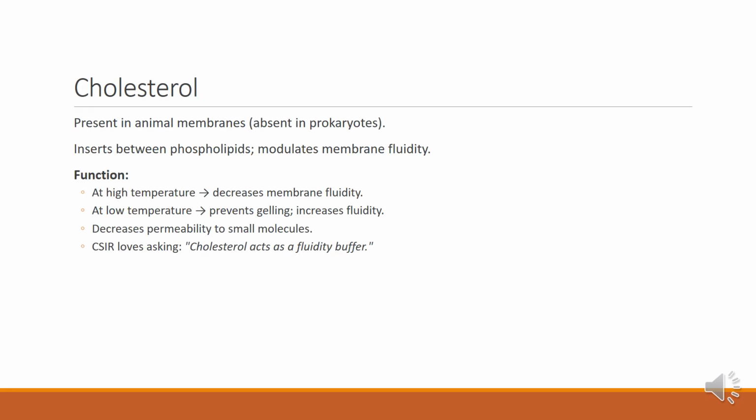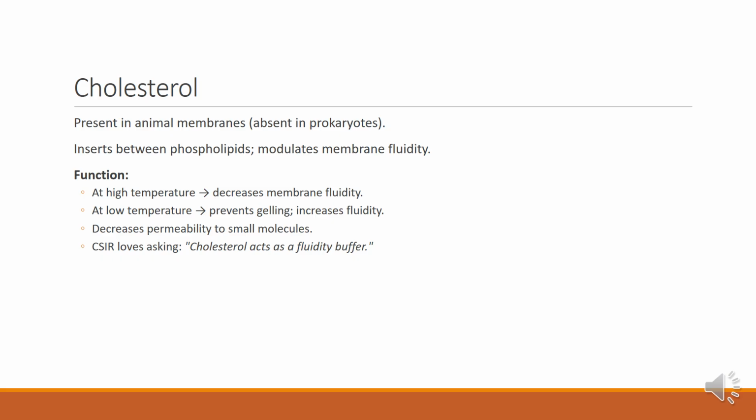Next comes cholesterol. Cholesterol is present in animal cell membranes and absent in most prokaryotes, with the exception of mycoplasma. Its role is to modulate membrane fluidity. At high temperature, it reduces fluidity by stabilizing the bilayer. At low temperature, it prevents gelling, thereby increasing the fluidity. Additionally, cholesterol reduces membrane permeability to small solutes. This dual role earns it the title of fluidity buffer, a concept frequently tested in the CSIR examination.